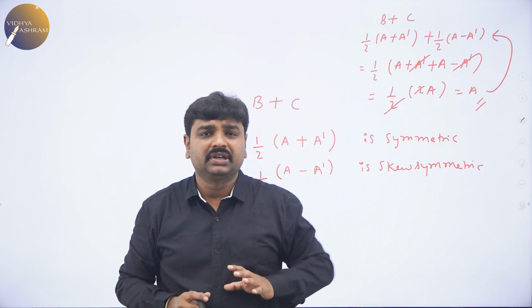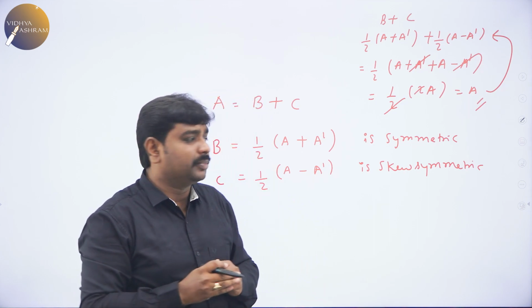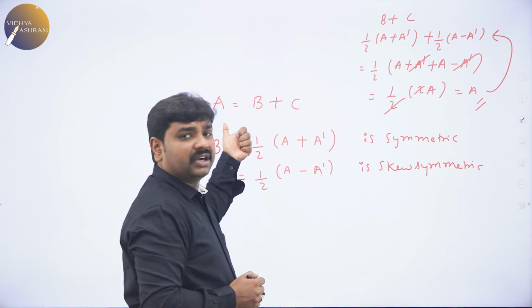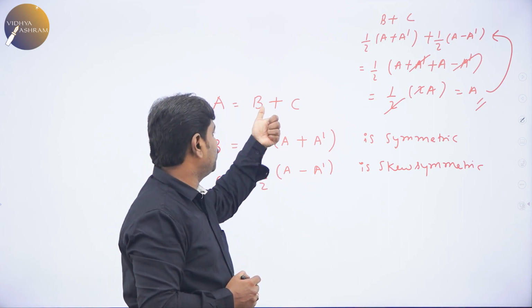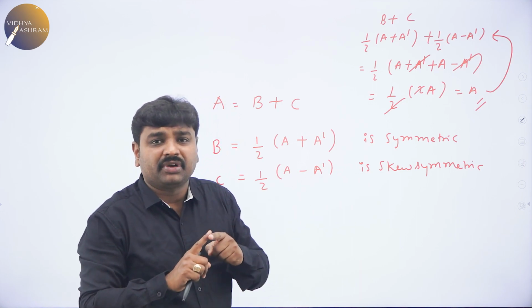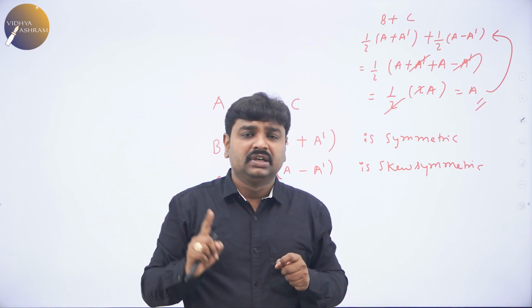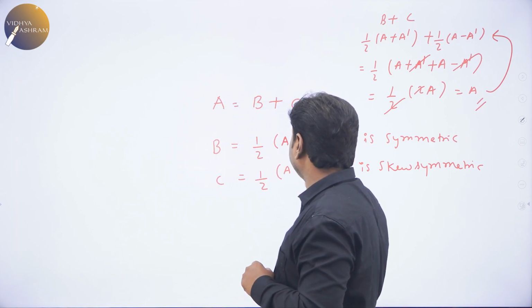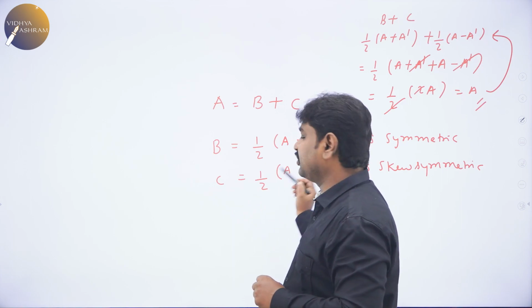The conclusion is simple. Now I want you to summarize and become thorough with this. What is the first format? A given matrix. What is A? Given matrix is equal to B plus C. B is symmetric and C is skew symmetric. What is B? Half into A plus A dash. What is C? Half into A minus A dash.